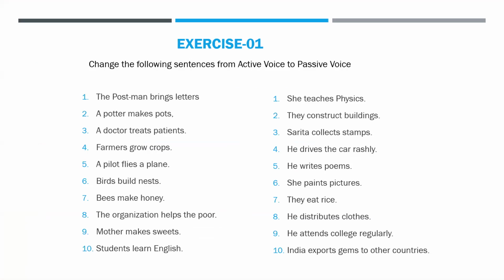The organization helps the poor. Mother makes sweets. Students learn English. She teaches physics. They construct buildings. Sarita collects stamps. He drives the car rashly. He writes poems. She paints pictures. They eat rice. He distributes clothes. He attends college regularly. India exports gems to other countries. Right. So these are the sentences that you have to transform from active to passive.